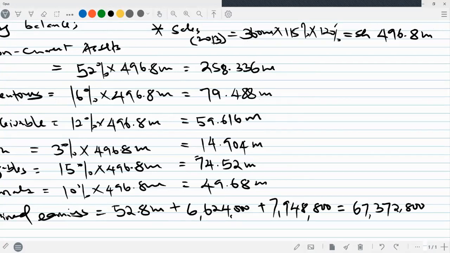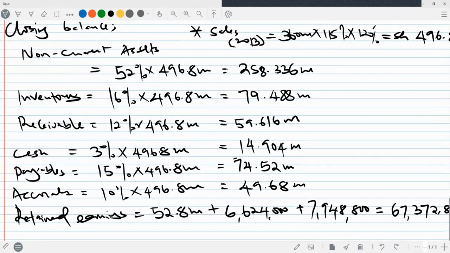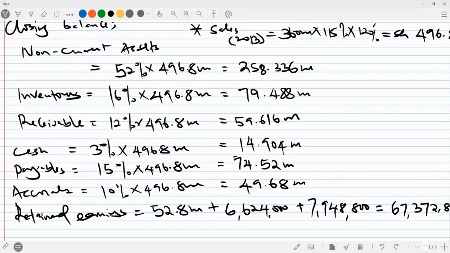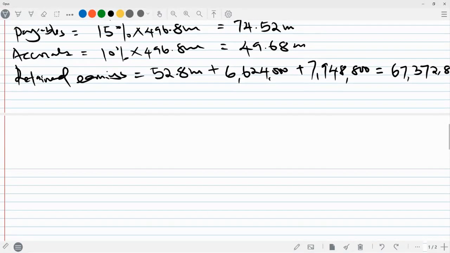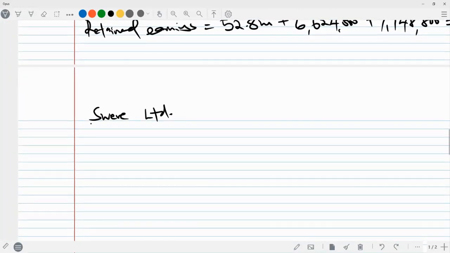Great. Therefore, we have the closing balances from non-current assets to retained earnings. Now we can prepare the balance sheet by the end of year 2013. This is the pro forma balance sheet for Swere Limited.